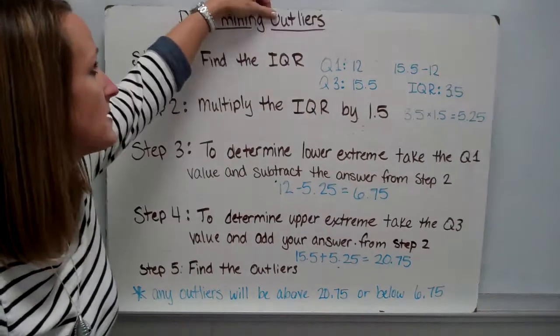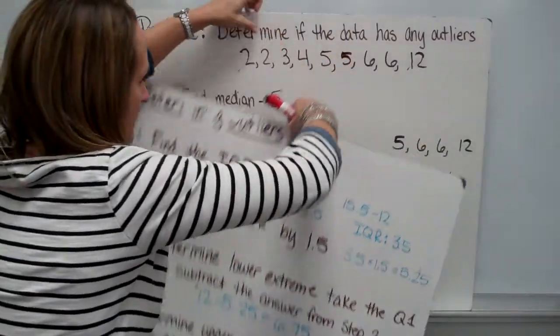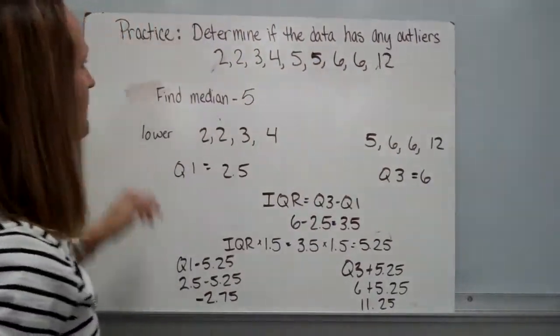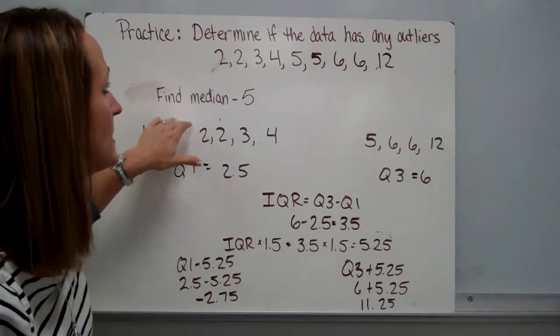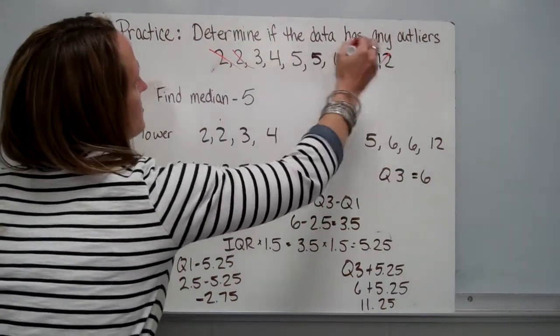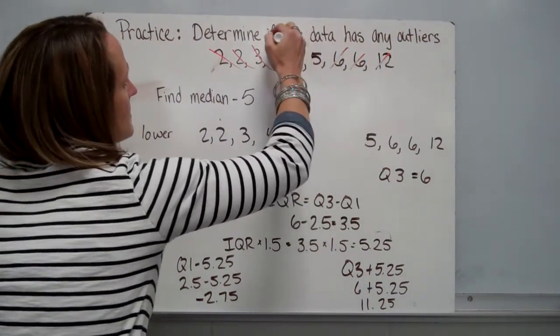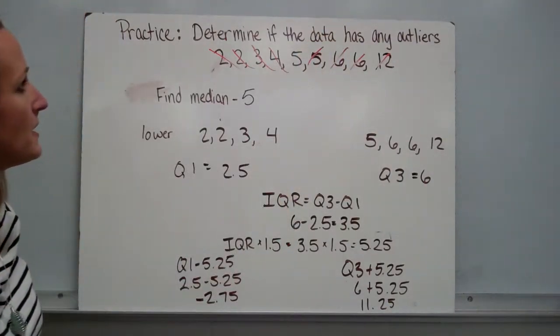So let's do another example where we look for outliers. Malfunction there. Okay, so here we have another set of data. So let's remember the steps. Find the median. If I cross these out, 2 and 12, 2 and 6, 3 and 6, 4 and 5. My median is 5.